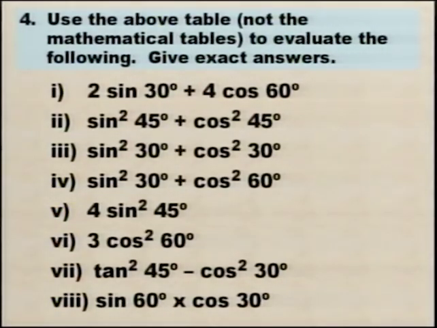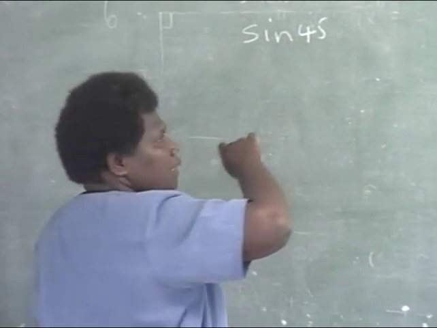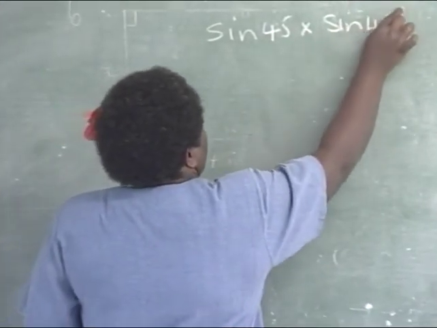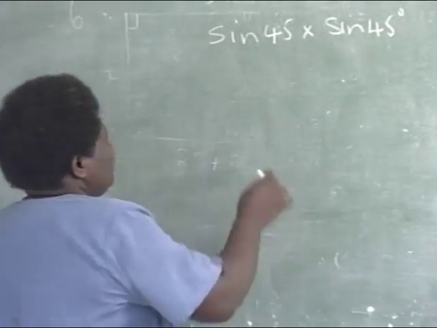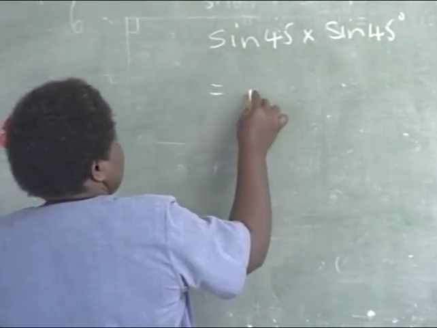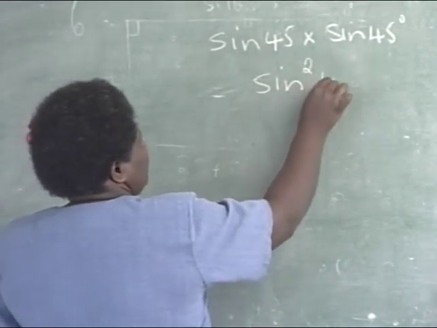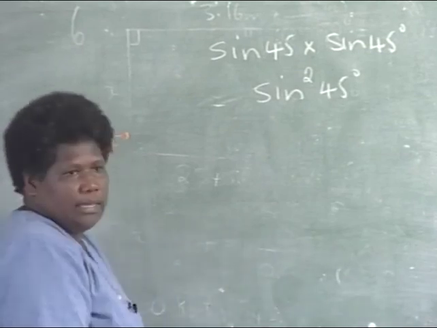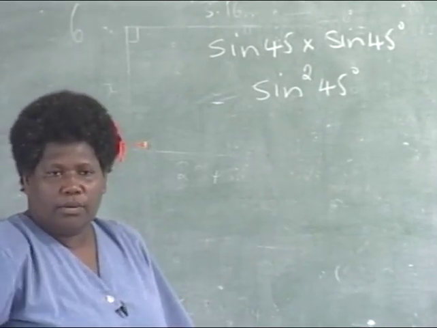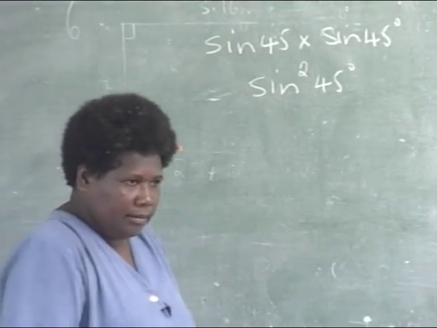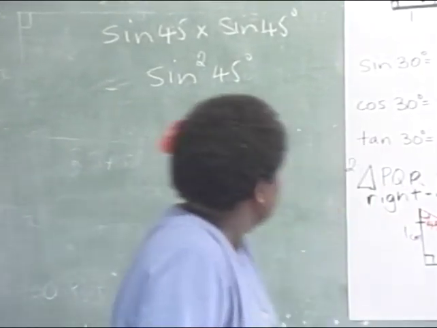In trigonometry, if you are asked to say square sine of 45 degrees, let's say sine of 45 times sine of 45 degrees, it is usually written as sine with a 2 at the top, 45 degrees like that. So that means sine of 45 degrees squared. Clear? Okay.